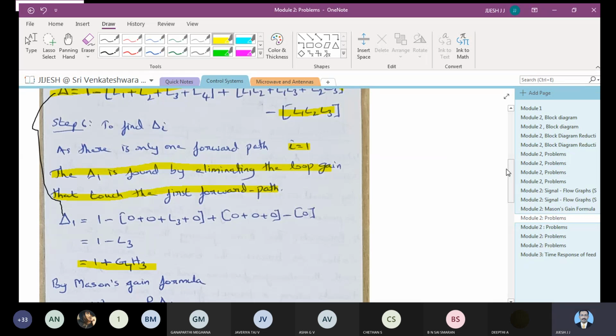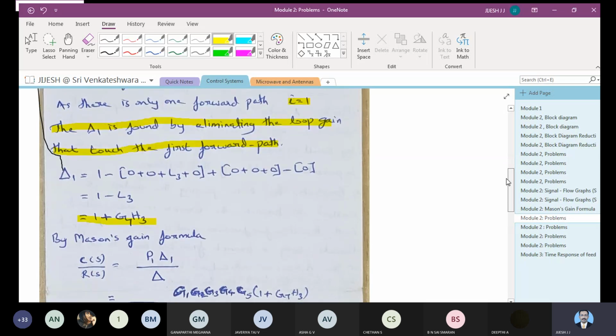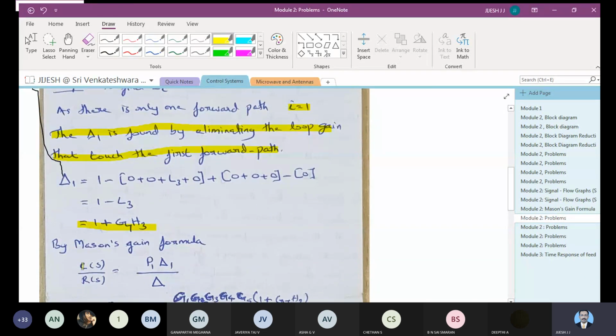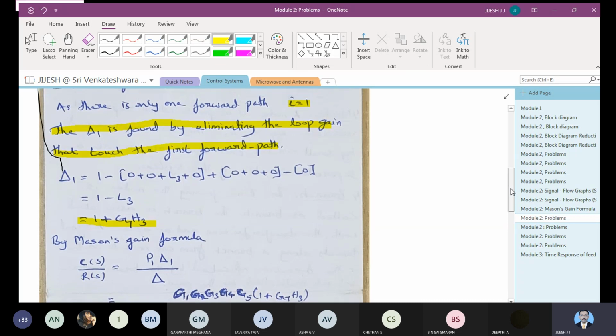Yes, sir. Okay, then let us use Mason's gain formula, substitute it and simplify it. Mason's gain formula is C of S by R of S, that is P1, because we are not going to use summation here, directly we are going to use the substitution. So here only one forward path is there, so P1 delta 1 by delta. If there were combinations of forward paths, P1, P2, P3 and all, you would have had a summation and you should have written plus plus plus like that. Okay, so here only one forward path, so P1 delta 1 by delta.